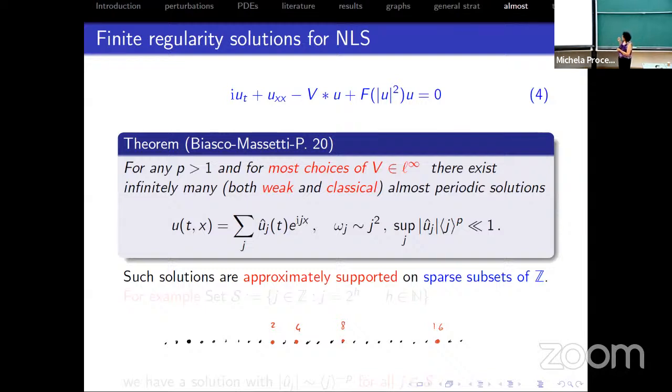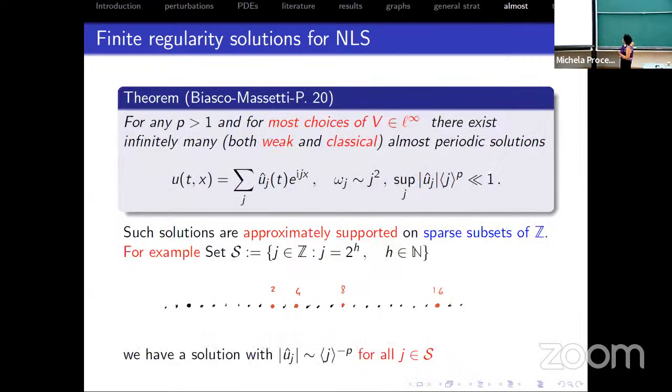And how do I know it? Well, these solutions look like this. They are a superposition of Fourier modes, and I know that uniformly in time, the supremum over j of |u_j| times, remember this is essentially |j|^p, is smaller than 1. And p, the only condition that I have is that p is larger than 1. So this Fourier series has some regularity, but the only thing that I know is that it has very low regularity.